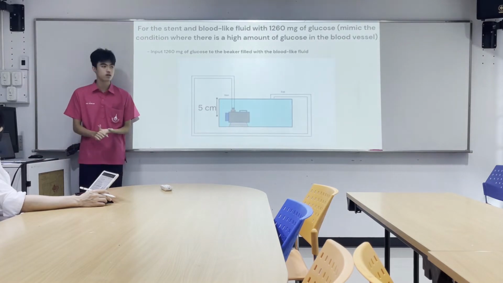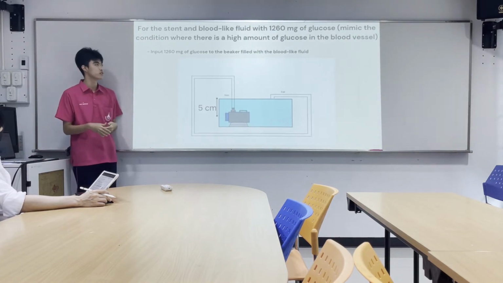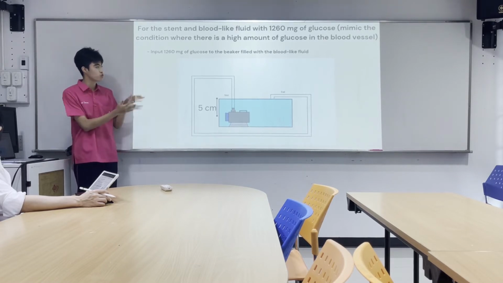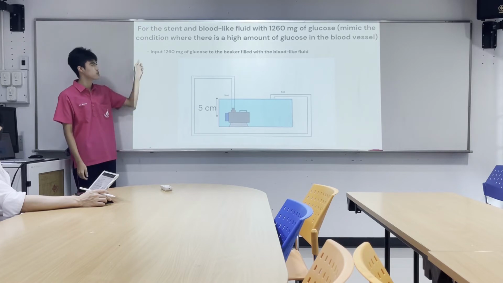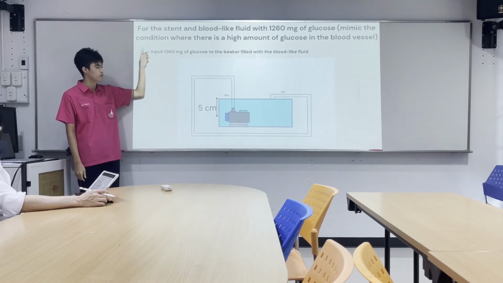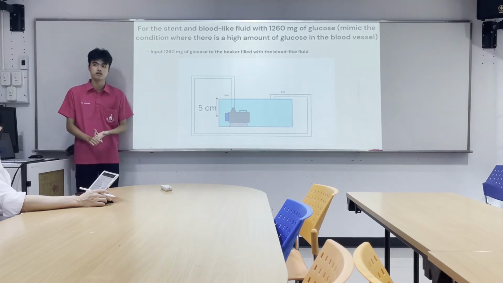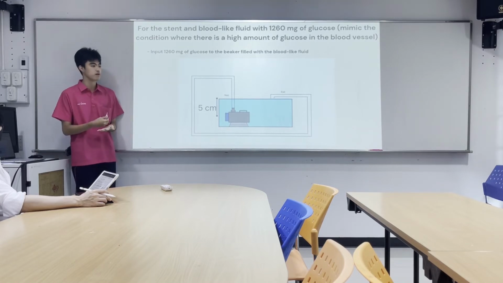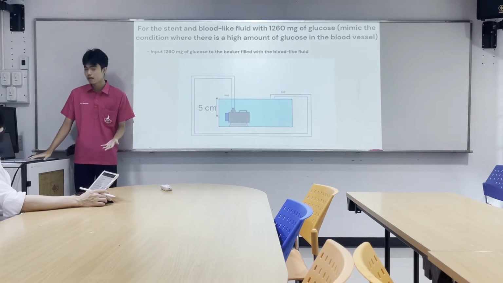And for the diabetes patient, you use 1,260 mg of glucose. I just do like the control variable one, but input 1,260 mg of glucose in the blood-like fluid to mimic the patient with diabetes, where there is high glucose in the blood flow.